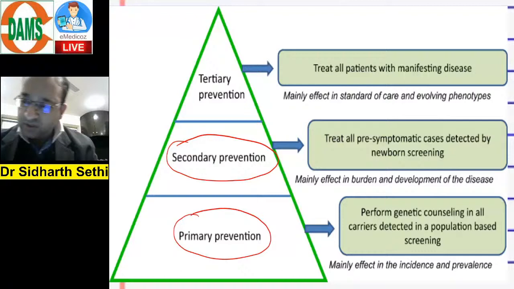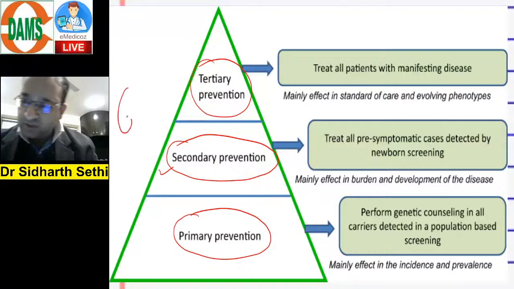So before it happens, the child has the disease. In secondary prevention, this child already has a disease but we are trying to diagnose it early. And what is tertiary prevention? By tertiary prevention I mean the patient has a disease but we are trying to prevent the burden of the disease, so we are treating the disease so that you prevent the disability.